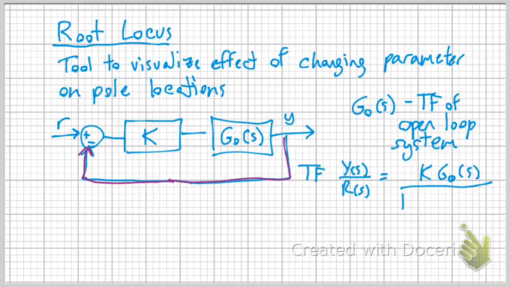It's going to be KG_o(s) over 1 plus KG_o(s). And if we look at the denominator and set it equal to 0, we look at our characteristic equation.